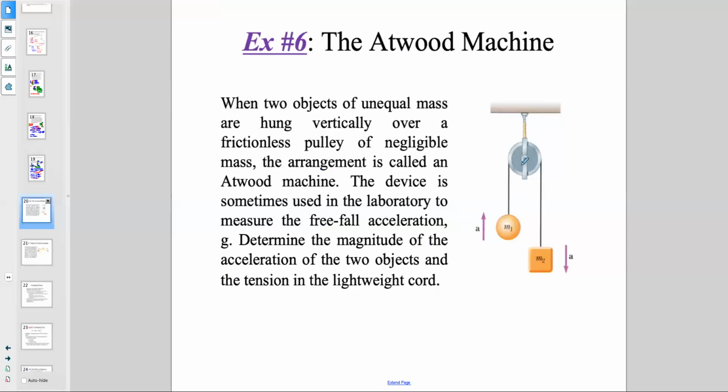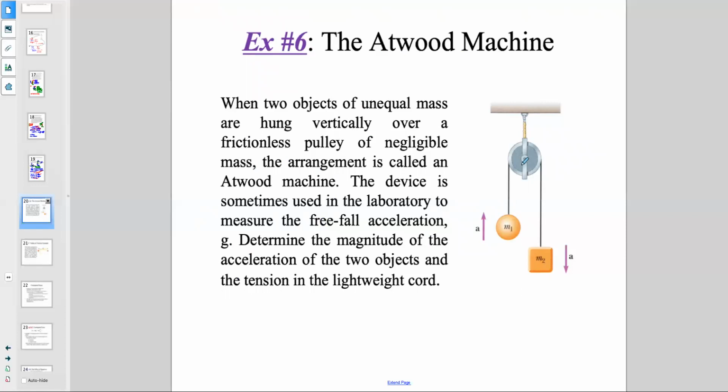Now you have obviously a massless rope as well connecting these two, M1 and M2. And this is, by the way, one of the labs that we're supposed to do. The device is sometimes used in the laboratory, as I said, to measure the free fall acceleration g, determine the magnitude of the acceleration of the two objects, and the tension in the lightweight cord.